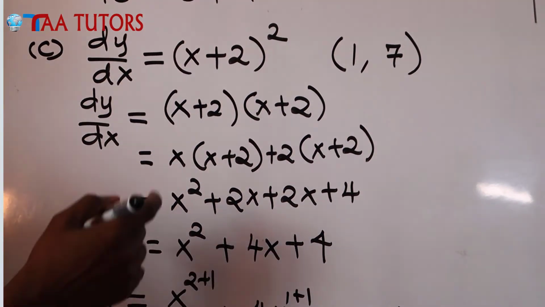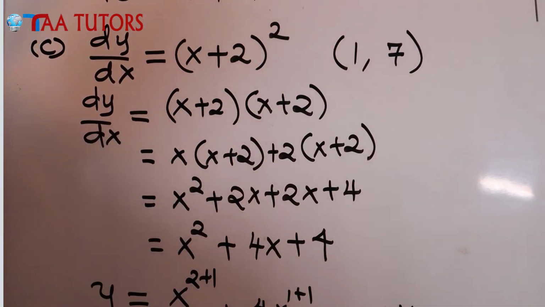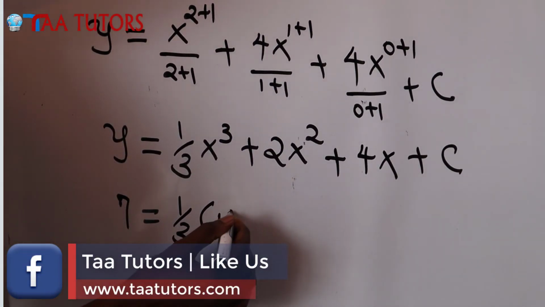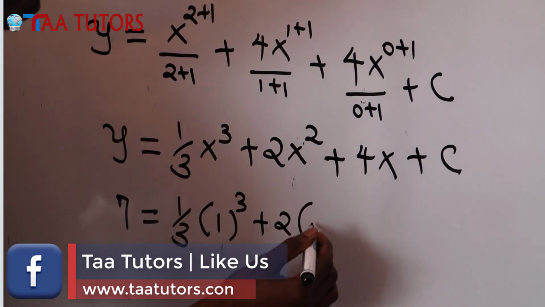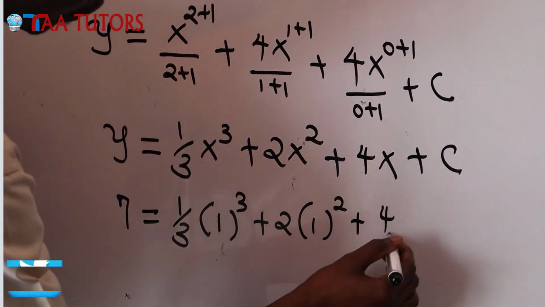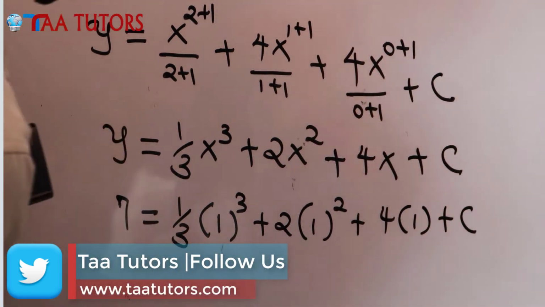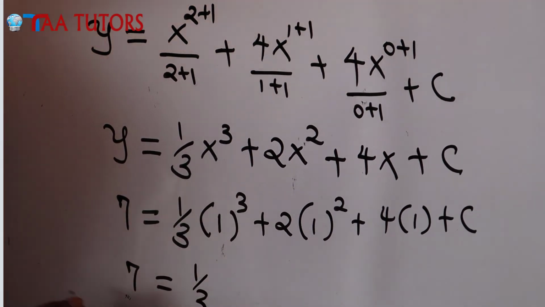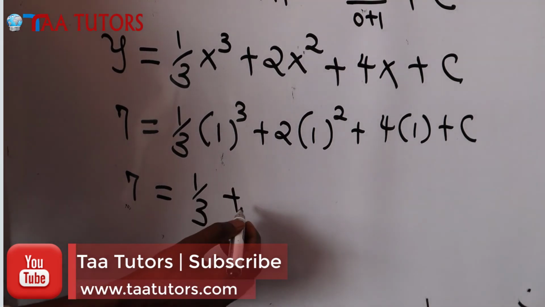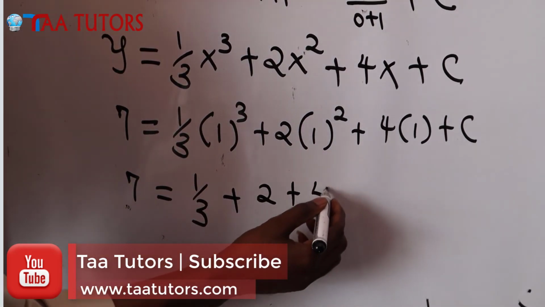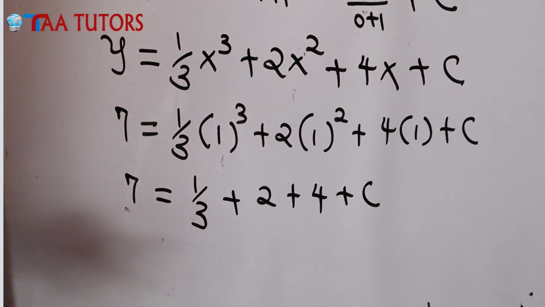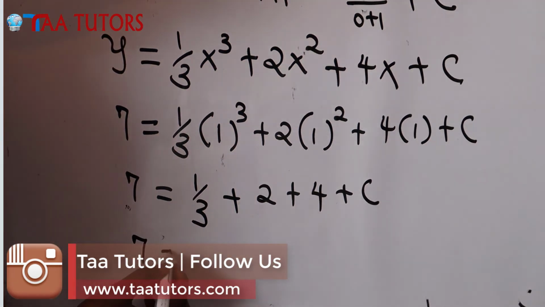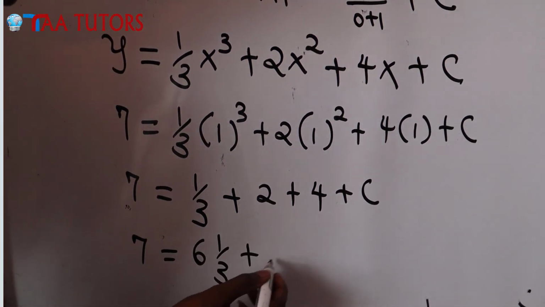So we are going to substitute 1 for x and 7 for y. So we say 7 equals a third into 1 cubed plus 2 into 1 squared plus 4 into 1 plus c. We know that 7 equals a third, because 1 cubed is 1 times a third, it's a third plus 2 plus 4 plus c. So 2 plus 4 is 6. 6 plus a third is 6 and a third. So 7 equals 6 and a third plus c.